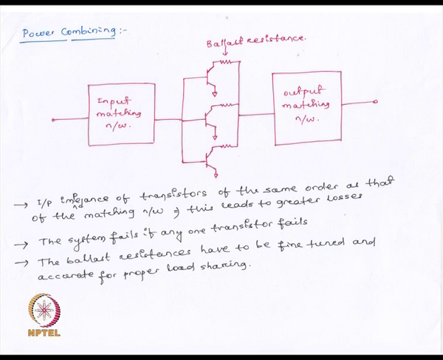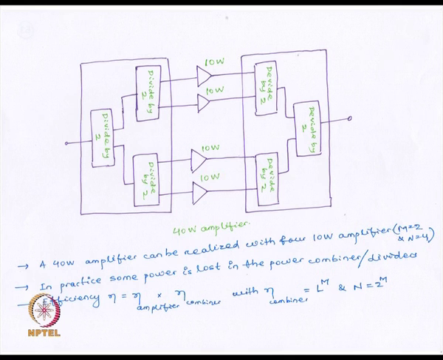But the problem with this particular circuit is that if any of the transistors fail, then the whole system fails. And also these output resistances have to be fine tuned so that there is proper balance between the individual circuits. Yet another way of achieving this power combining is using a power divider, or repeatedly using power dividers. We repeatedly divide the powers, then amplify the individual signals, and again combine them using combiners.